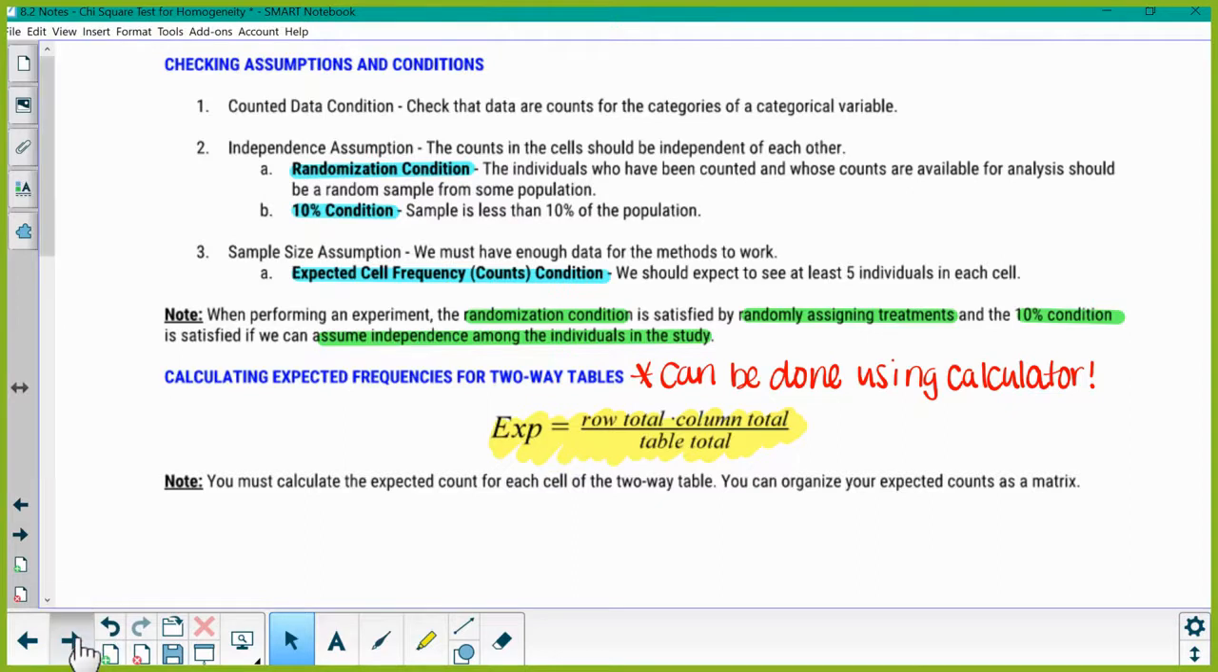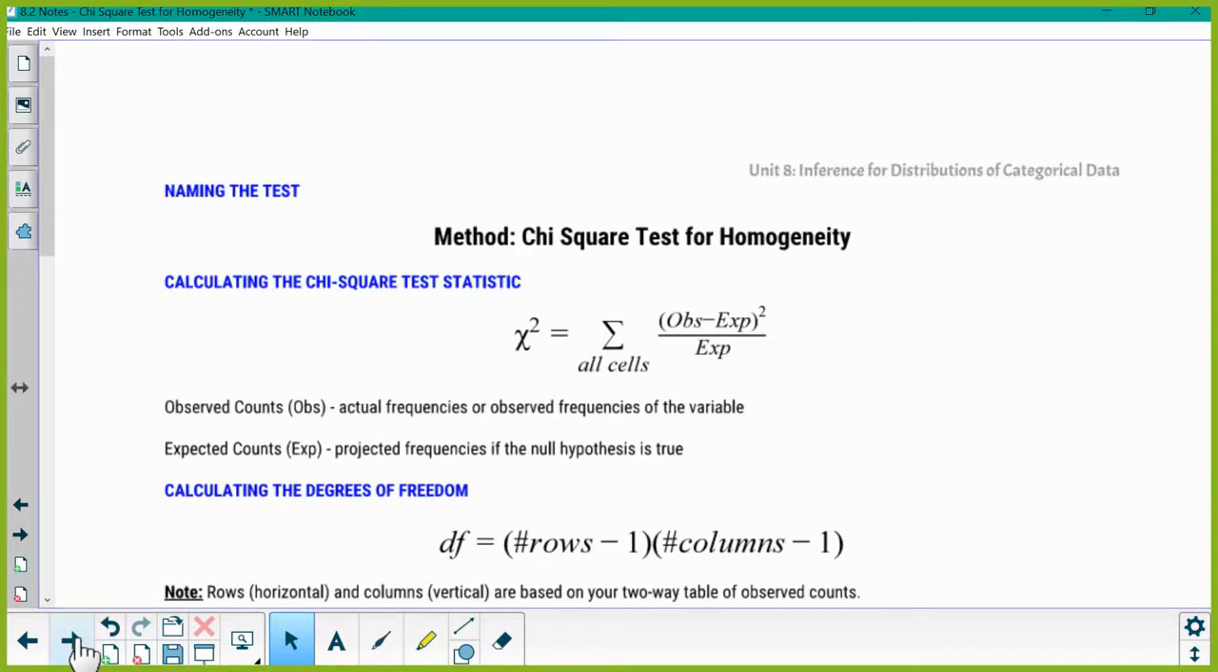So, name, chi-square test for homogeneity. Calculating the chi-square test, it is the same formula from goodness of fit. However, again, this is something that can be done using the calculator. I would advise you to do it in your calculator just because now that we're dealing with two-way tables, it was kind of long when we were dealing with one-way tables. A long formula. Not worth the time and effort going into calculating it by hand.